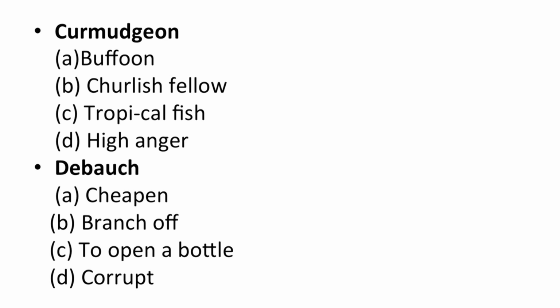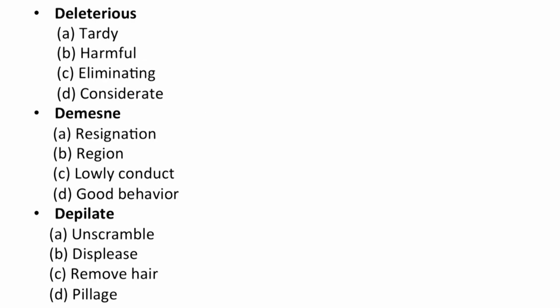Debauch. A, cheapen, B, branch off, C, to open a bottle, D, corrupt. Next, deleterious. A, tardy, B, harmful, C, eliminating, D, considerate. Next, demesne. Okay, so S is silent, of course. So demesne: resignation, region, lowly conduct, good behavior. Demesne, I repeat: resignation, region, lowly conduct, good behavior.